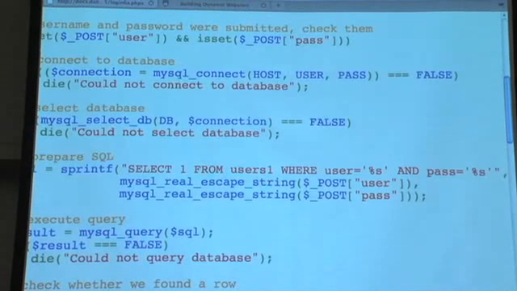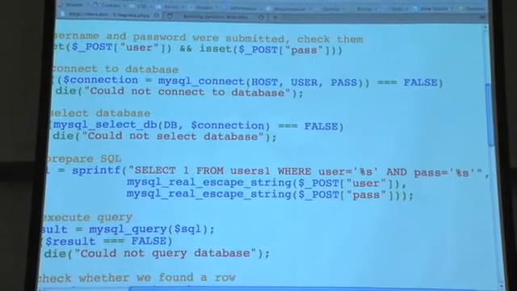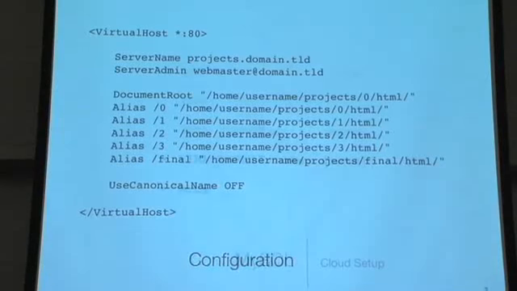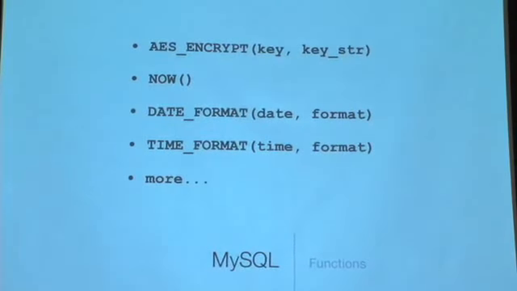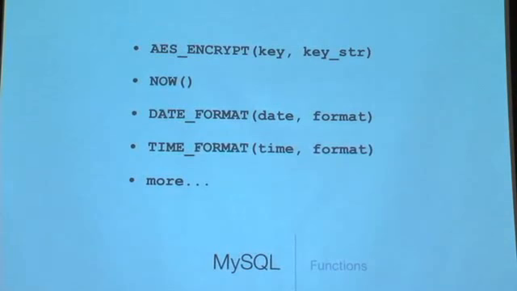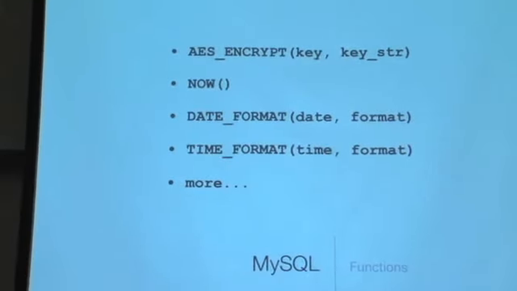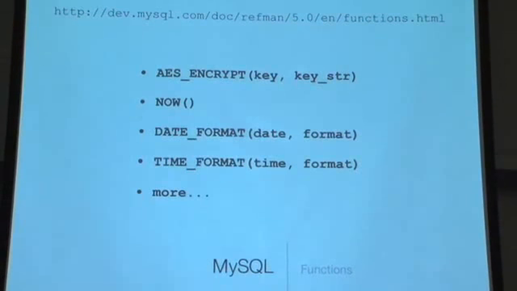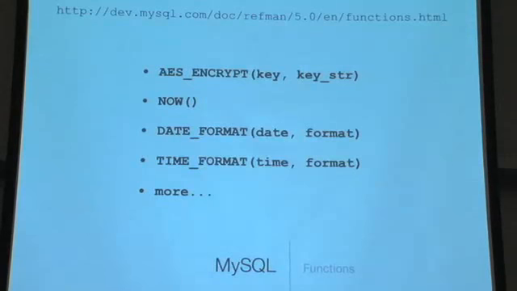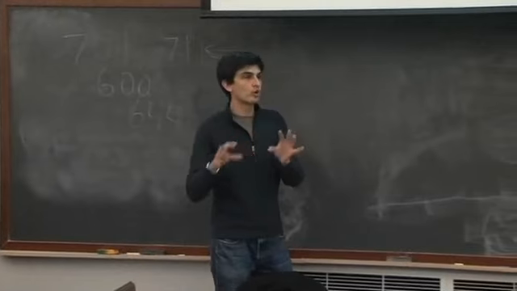And you might have seen some examples of MySQL functions, but there are a few of them that exist. One of them is AES encrypt, which we'll talk about in a little bit. There's one called now. There's one called date format. These are functions that exist within MySQL that you can insert into a query to perform some manipulation of data or to retrieve some information from the server. So now, for example, returns the current time in an appropriate date-time format.